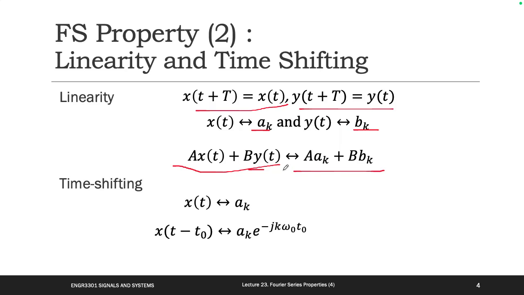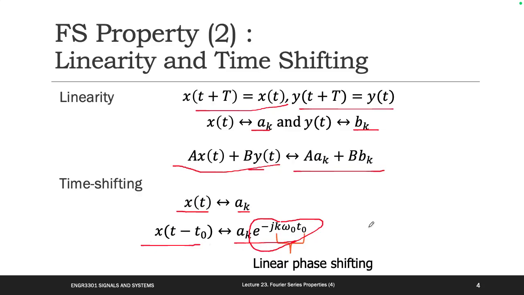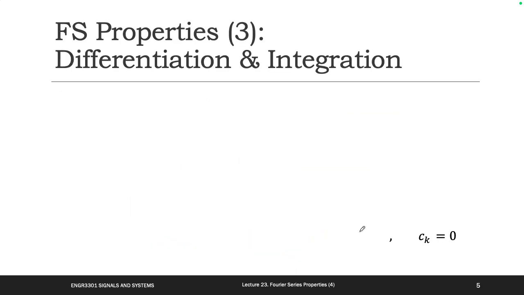For the time shifting, if you have a signal x(t) and the FS coefficient is a_k, then for x(t minus t naught), you have the FS coefficient a_k multiplied by this part. We call it linear phase shifting, because a_k actually includes two different pieces of information: one is magnitude and the other is phase. This one just gives the phase a shift. Does that make sense to you?